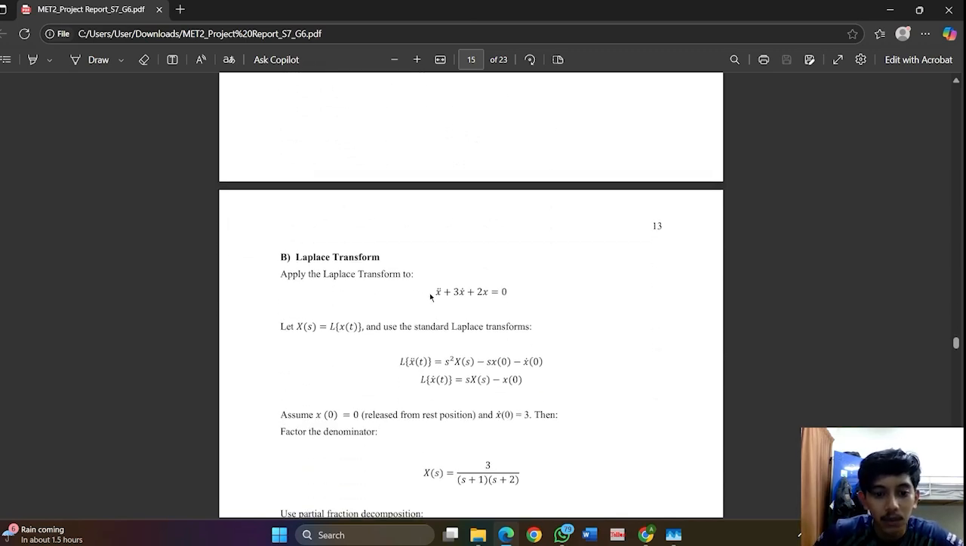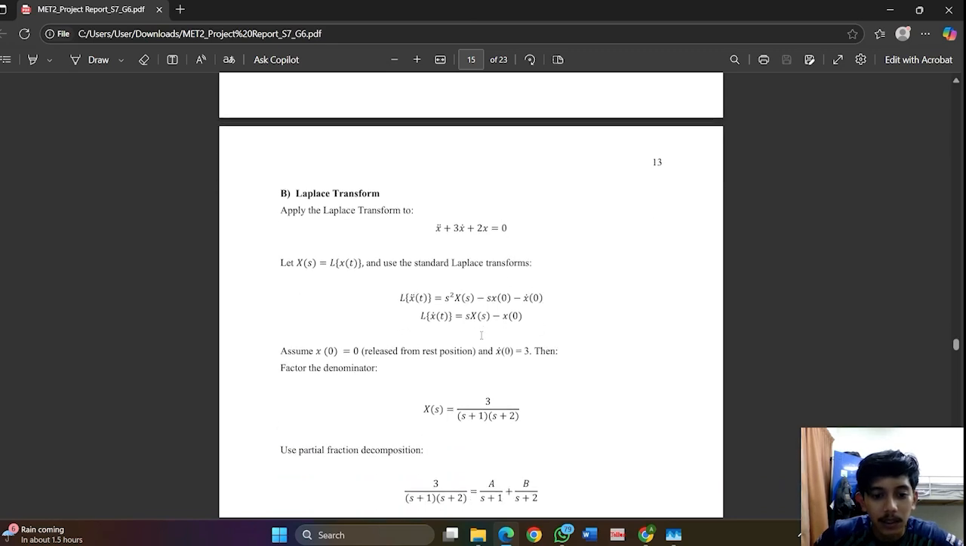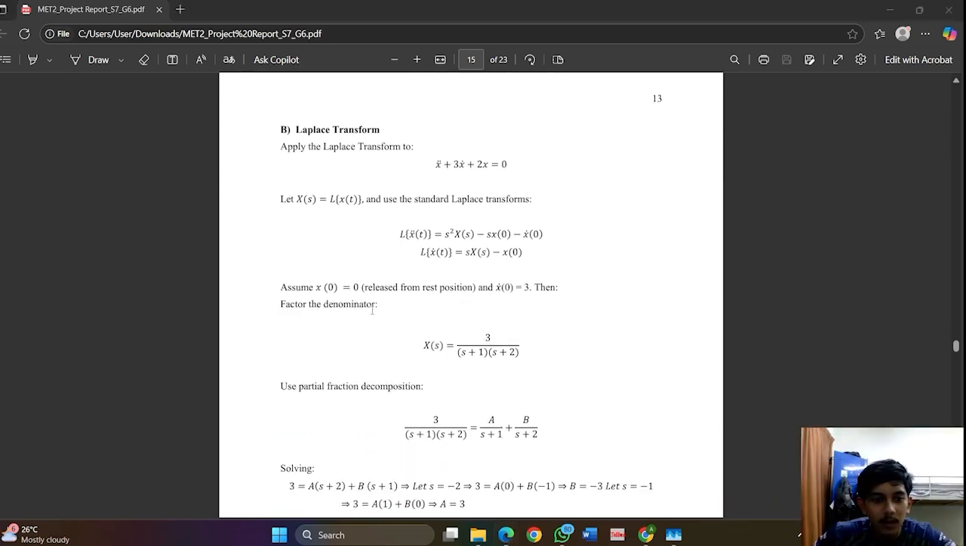Apply the Laplace transform to the homogeneous equation, which is x double prime plus 3x prime plus 2x equal to 0. Let X(s) equal to L of x(t), and use the standard Laplace transform. As we can see over here, this is the equation. So we assume x(0) equal to 0, released from the rest position, and x prime(0) equal to 3.